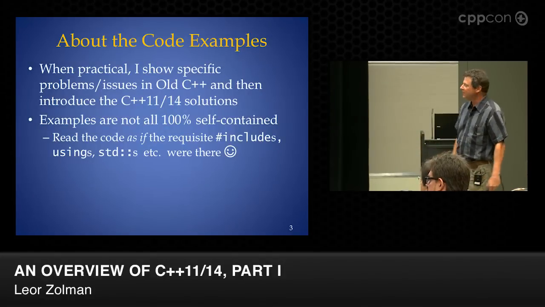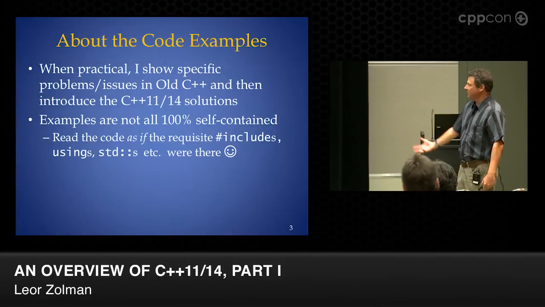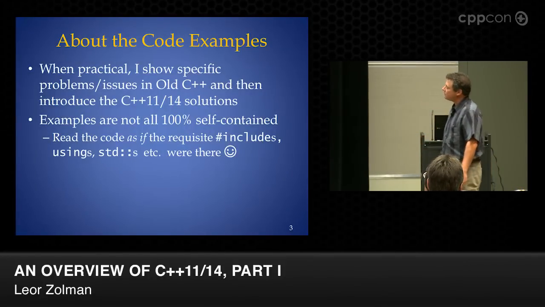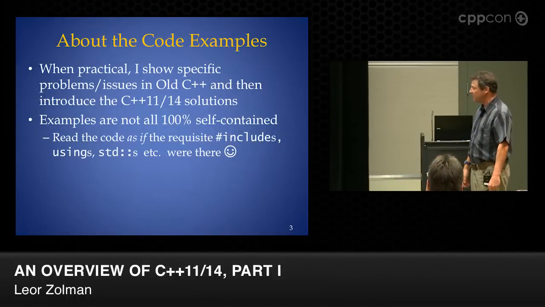And I'm specific. If I say 11, it's available in 11, and if it's 14 only, it'll be labeled as such. So the code's been tested, but it won't run exactly as you see it on the screens because I've left out things like includes and standard usings in order to make the text easier to see. So if you imagine all those things were in there, it should actually compile.